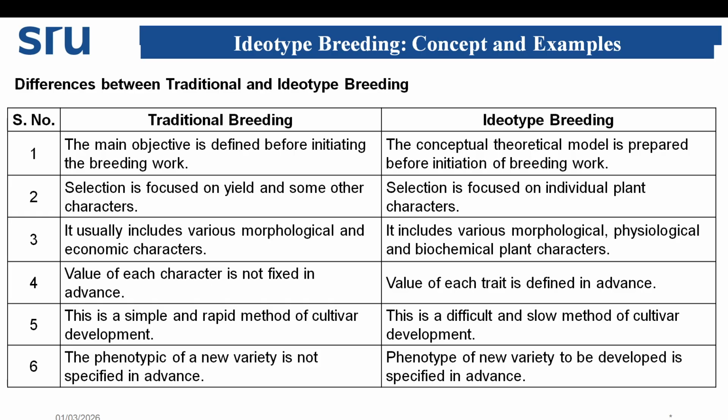The phenotype of a new variety is not specified in advance, but you can specify the phenotype of a new variety in advance in case of ideotype breeding. So these are some differences between traditional and ideotype breeding.